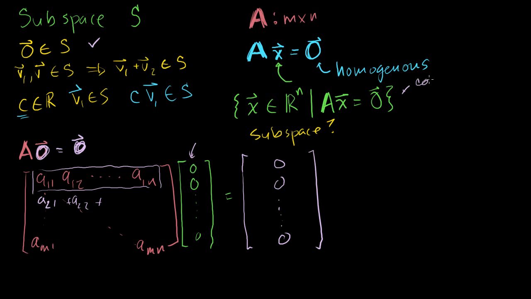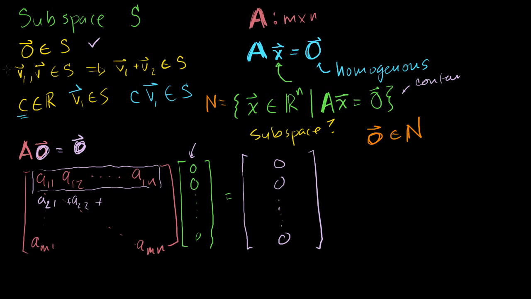So let me define my set here. Let me define it n. And I'll tell you in a second why I'm calling it n. So we now know that the 0 vector is a member of my set n.